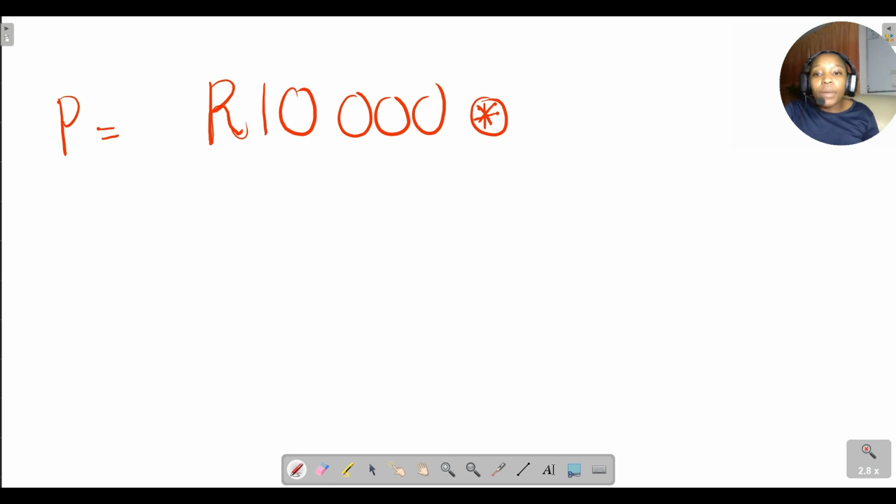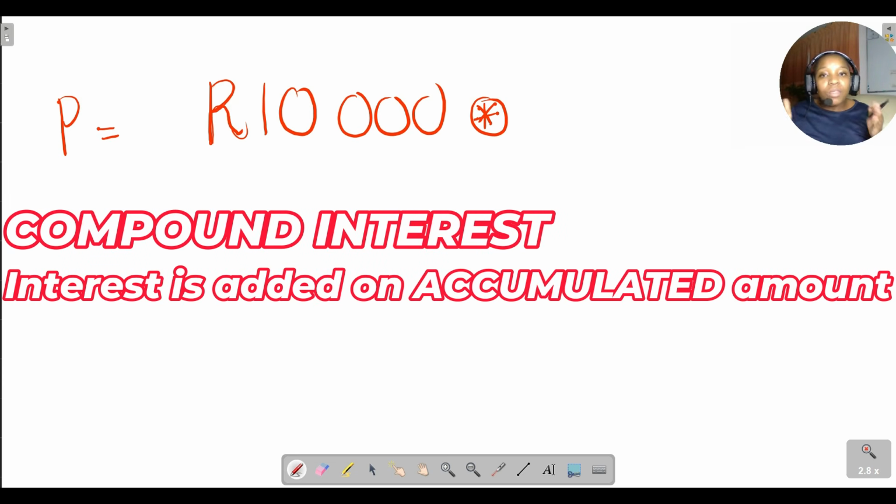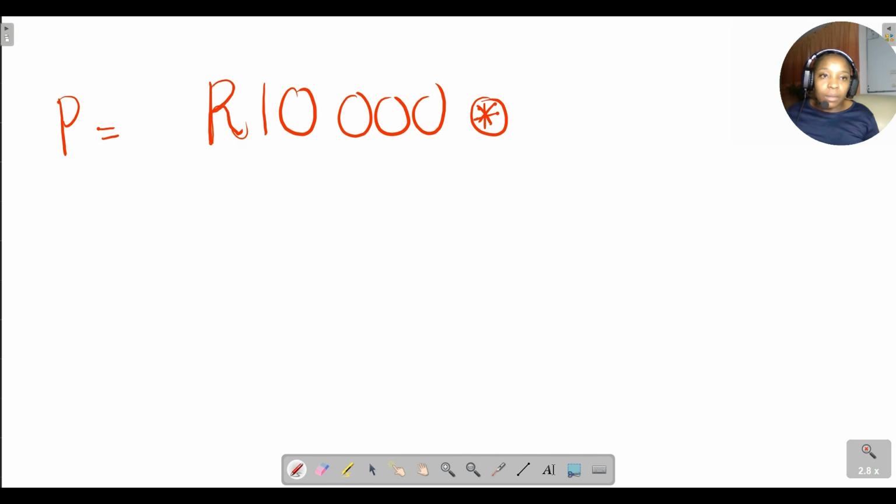When we're talking about compound interest, we are basically saying that if I'm investing 10,000 Rand into an investment account, to calculate the interest that I'll earn on this 10,000 Rand, they won't use the principal amount anymore, but they will use the accumulated amount. So, for example, let's say I want to invest this 10,000 Rand into a fixed deposit account for 3 years.